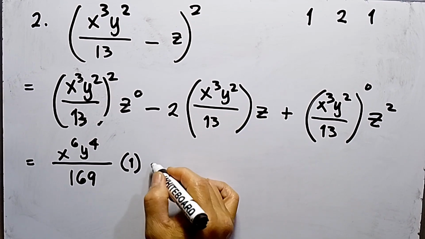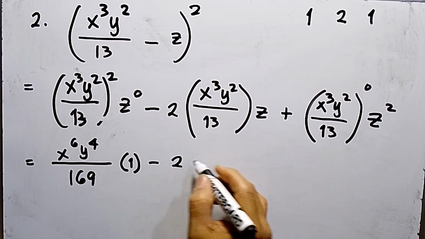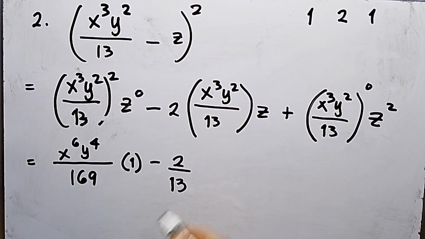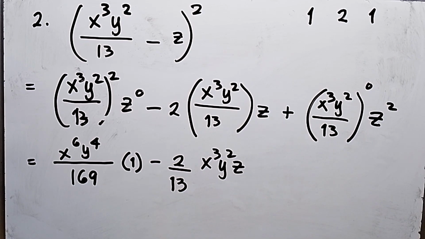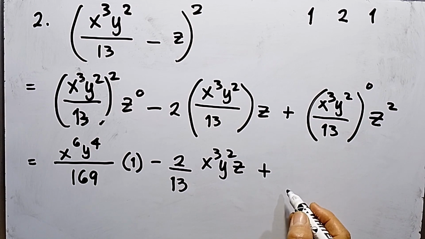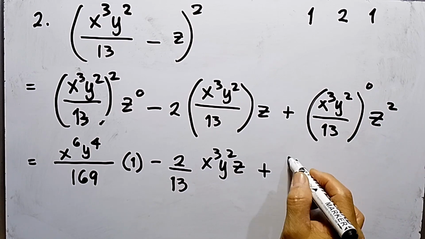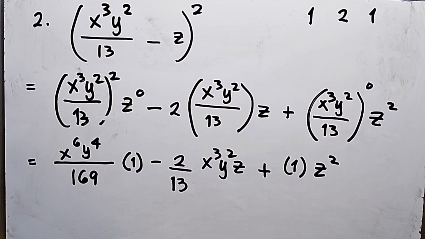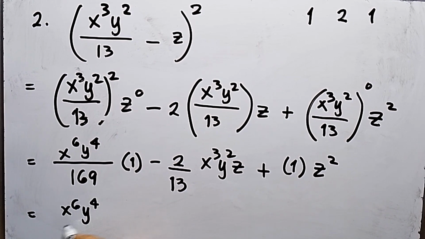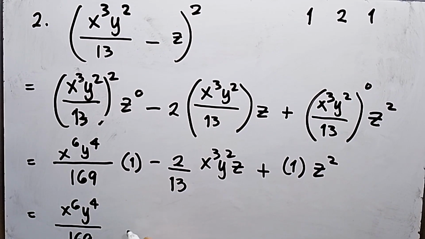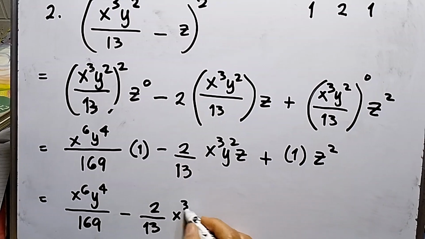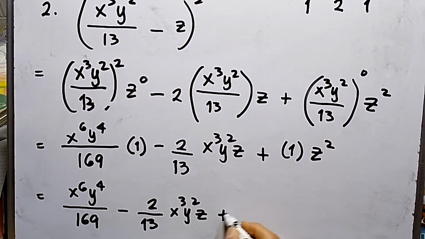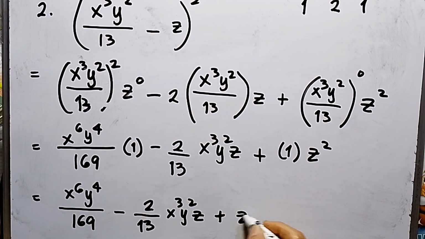So this will be minus 2 over 13, then x cubed y squared z. Then plus, raised to the 0, that will be 1 times z squared. So this will be x to the 6, y to the 4th over 169. Then this will be minus 2 over 13 x cubed y squared z. Then this one simplifies, z squared times 1 is z squared.